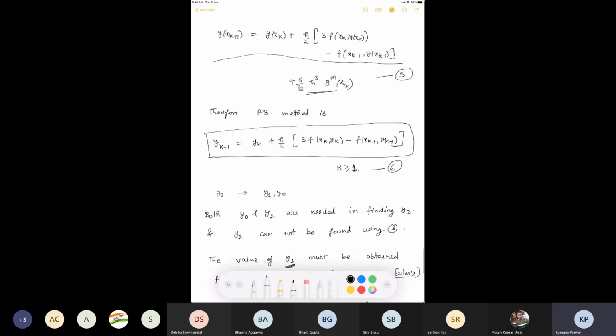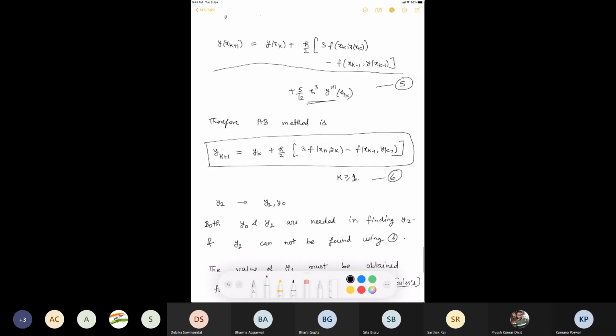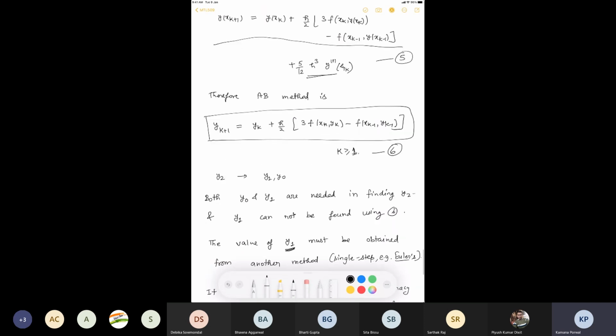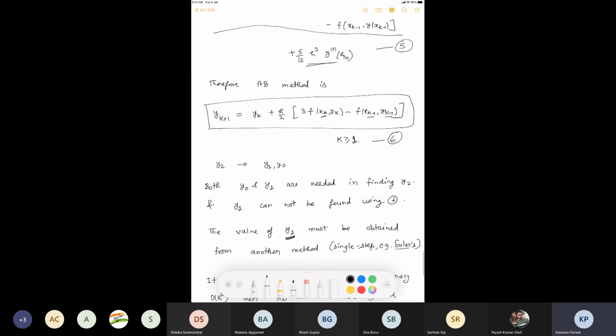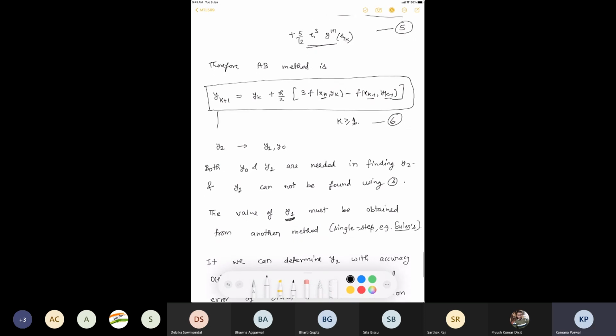Okay, and you can observe one more thing, that this is a two-step method, right? Two-step because you require xk, yk, and xk minus 1, yk minus 1. All right. So this is a two-step method.